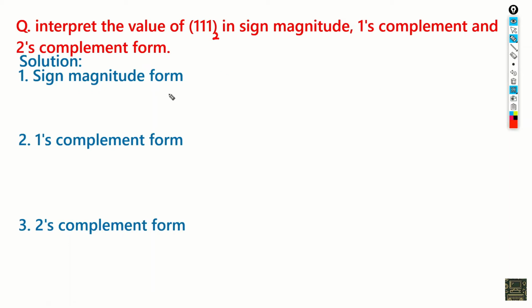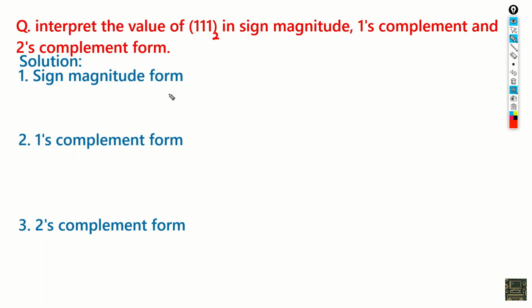Let us discuss a question on the number representation using sign magnitude, 1's complement and 2's complement form. Let us suppose the question is: interpret the value of 111, which is in binary, in sign magnitude form, 1's complement form and 2's complement form. It means that if this value has been in sign magnitude form, we would like to know the equivalent value in decimal number system.